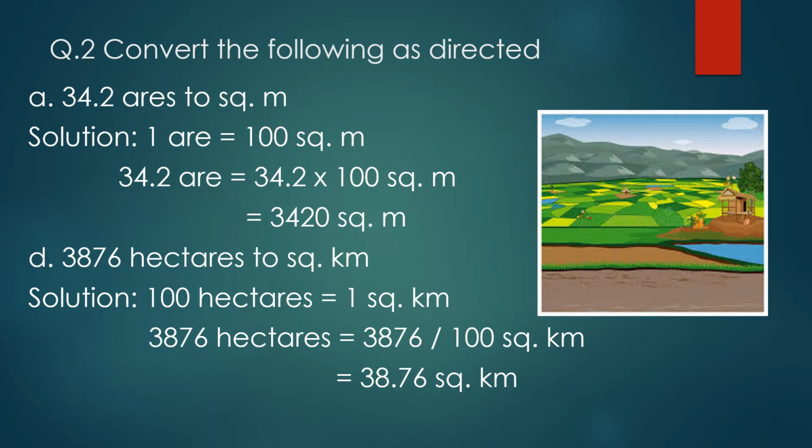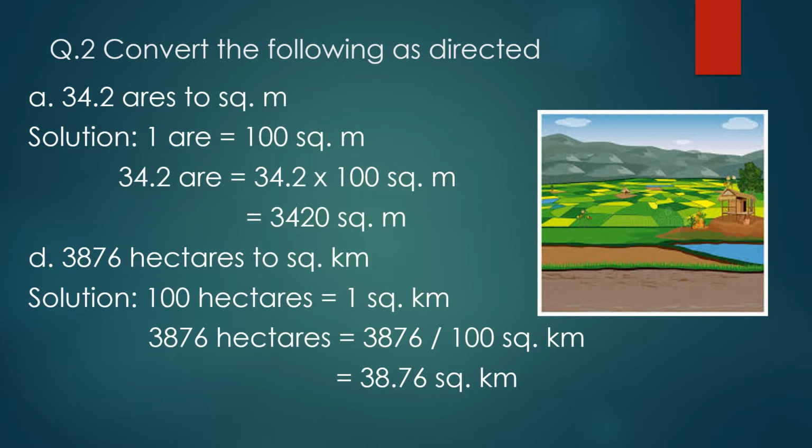Now, the problems which I have omitted over here are there for your classwork, right? B and C I have omitted, which is there for your classwork, students. Now let's say D, 3876 hectares to square kilometers. Now what is the conversion? The conversion is 100 hectares is equal to 1 square kilometer. So here we are converting from smaller to bigger unit. So smaller to bigger is always a division.